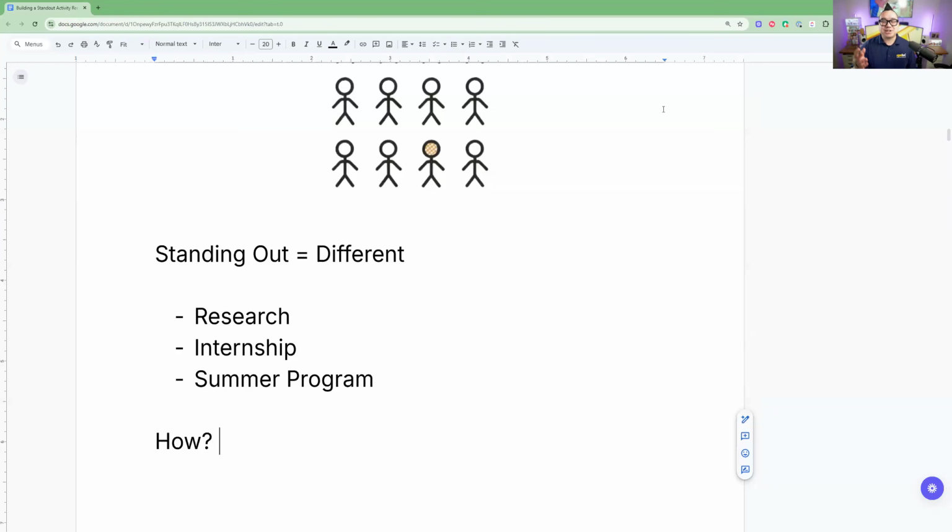I bet you if I ask those who are here who's doing a club right now, a lot of hands will go up, right? If I ask who's playing sports, a lot more hands will pop up as well, right? Because with the activities, people are doing very similar things. So in this game of standing out, there's two ways, right? There's two ways to stand out.